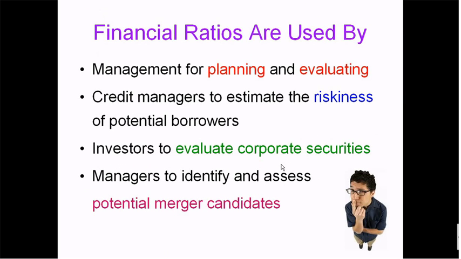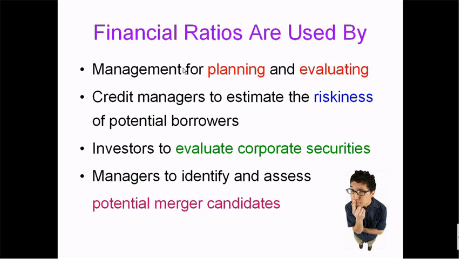So who uses financial ratios? The first one will be management. Management uses financial ratios for planning and evaluating. I believe you still remember that when you learn management, we have the 4 management functions, the POLC. P stands for planning. Planning means setting goals and deciding how to achieve them, right? So the managers in a firm may need to set financial goals for the company, like what is your targeted sales, what is your targeted profits.